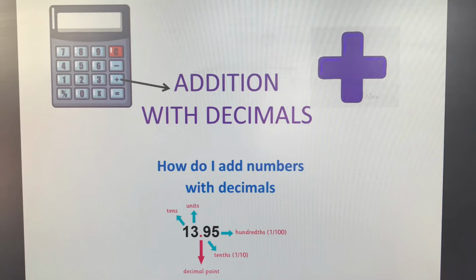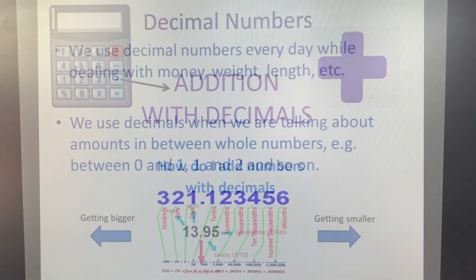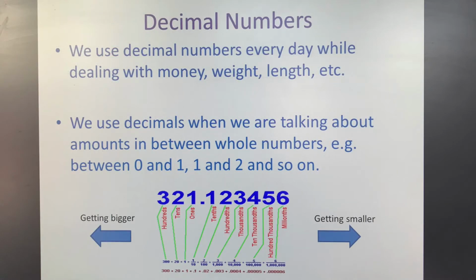And in this instance, that relates to 0.95. So in other words, if it was money, it'd be 95 cents. So it would be less than €1. And that's why it comes after the decimal point. And we use decimals every day when we're dealing with things like money, measuring weight, length, etc. And what we're doing, as I mentioned in the first slide there, is we're using decimals when we're dealing with numbers and amounts that are in between whole numbers. So between 0 and 1, 1 and 2, 2 and 3, for example.